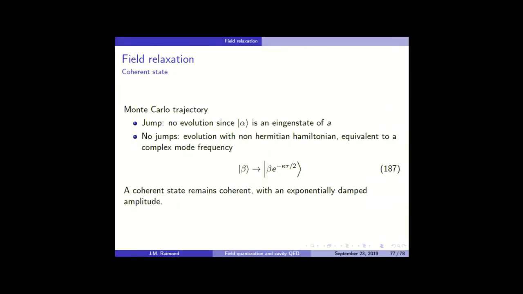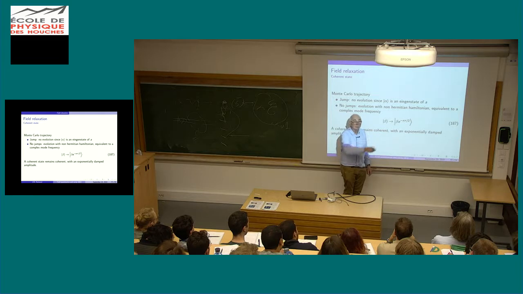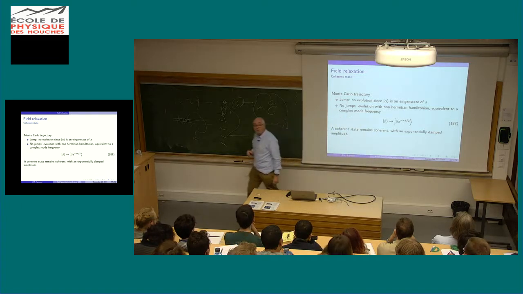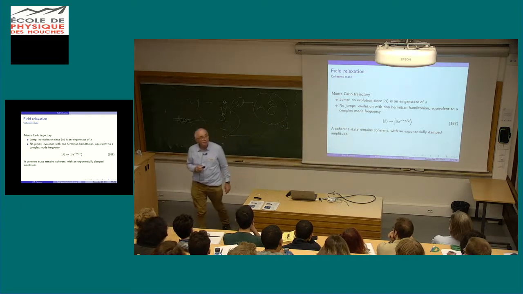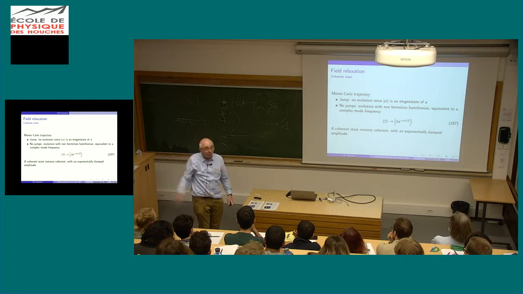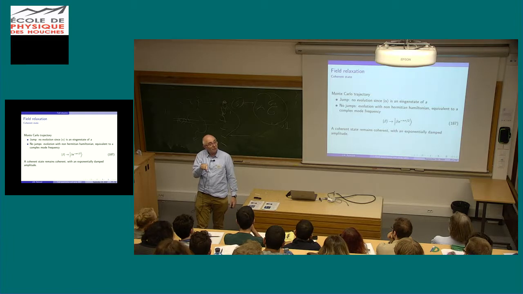What an imaginary part in the mode frequency means is that beta, instead of turning at constant velocity omega around the origin, is damped. So a coherent state evolves in a deterministic way when it relaxes. It remains forever coherent. It rotates around the origin in phase space, but with an exponentially diminishing amplitude, down to the vacuum state at the end. But at each time it remains coherent, and the evolution is deterministic.